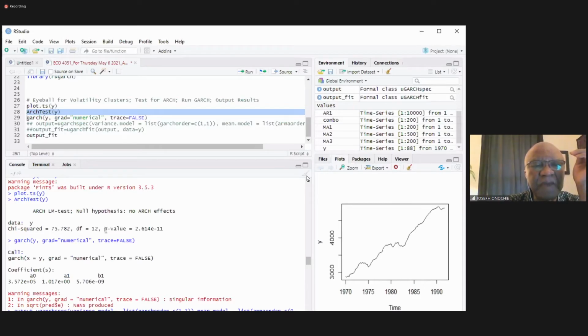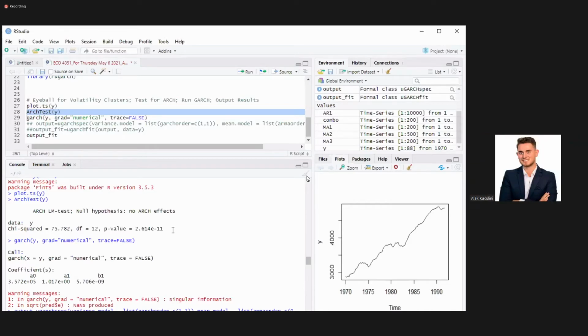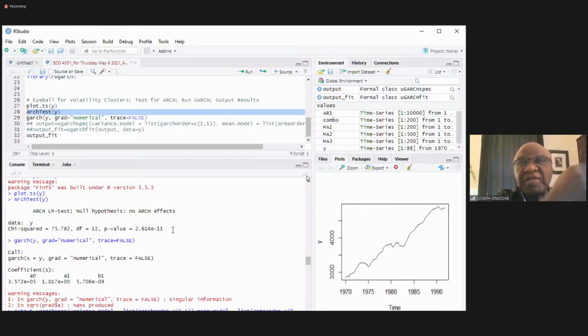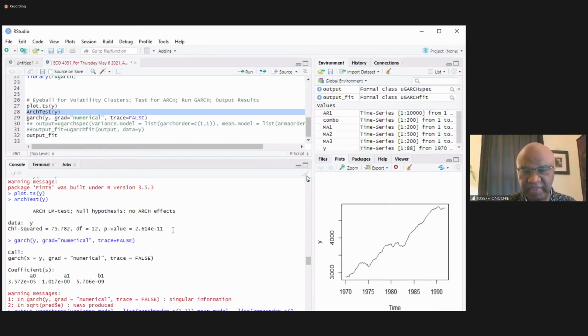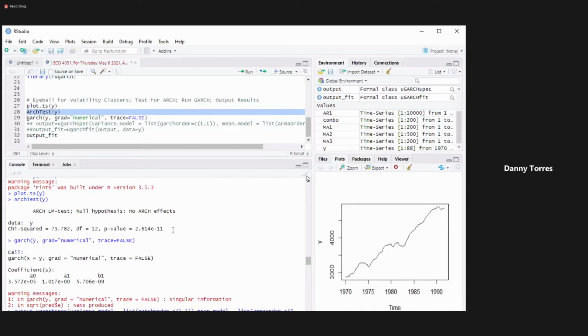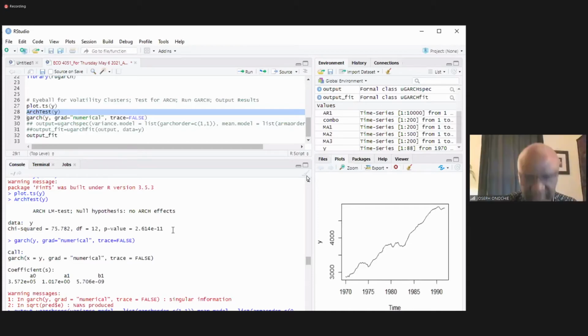Look at my p-value. Tell me, according to this p-value, should I fail to reject the null or should I reject the null? Reject. So if I reject the null, what am I saying? There are ARCH effects. Everybody understands this, correct? So that's the conclusion, Professor? There are ARCH effects? Yes, that's the conclusion.